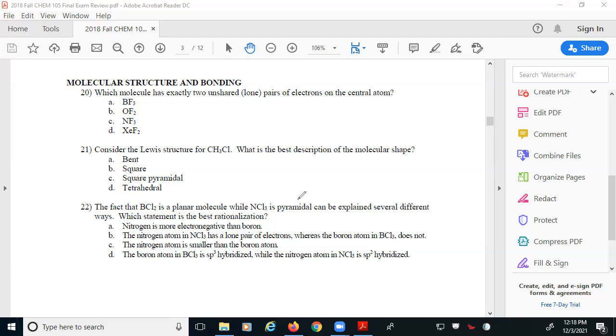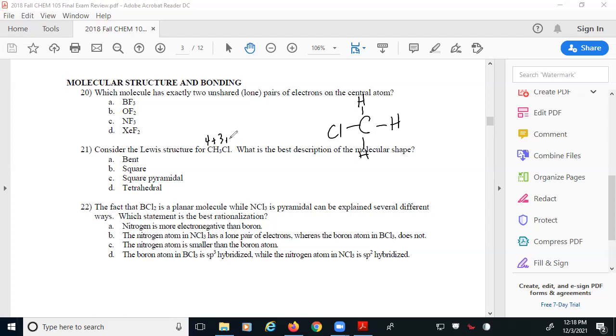All right, for number 21, consider the Lewis structure for CH3Cl. What is the best description of its molecular shape? Well, this one's probably best suited for drawing. I've got carbon in the middle. I'm going to have 3 hydrogens. I'm going to have a chlorine.